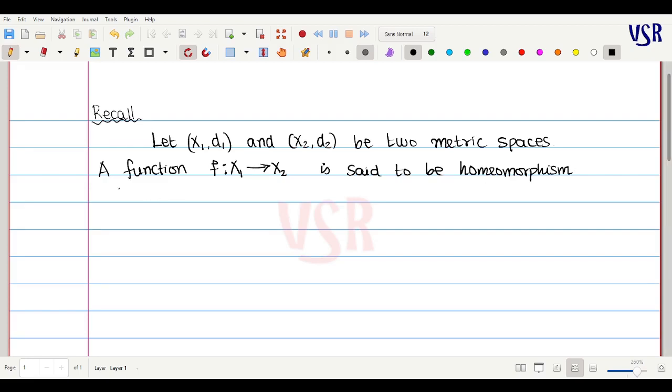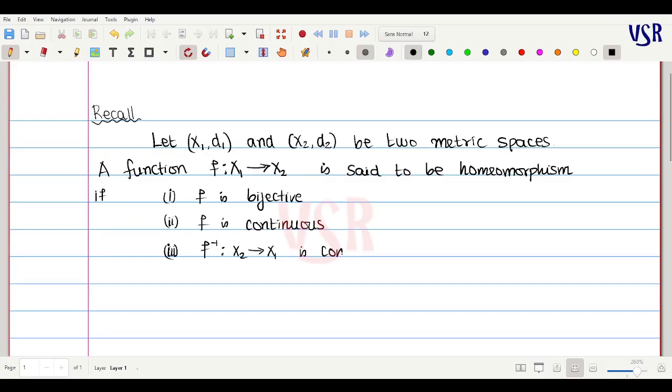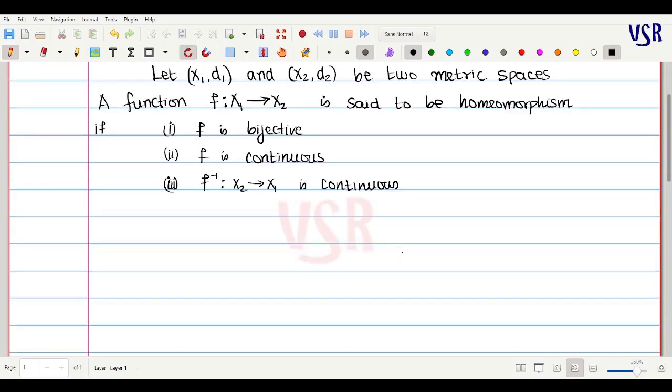Homeomorphism if number one, f is bijective. Number two, f is continuous. And number three, f inverse, the function from where to where do we define it? We define it from x2 to x1, is also continuous. If this holds, then we say that f is a bihomeomorphism.